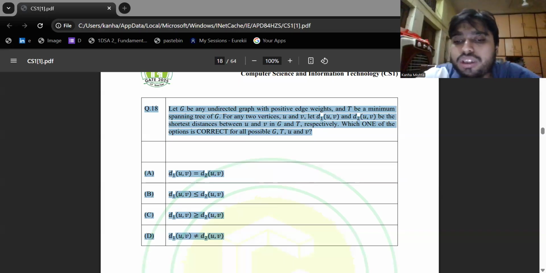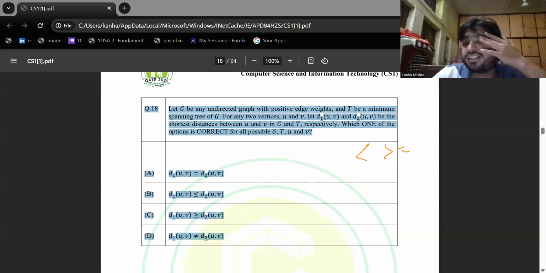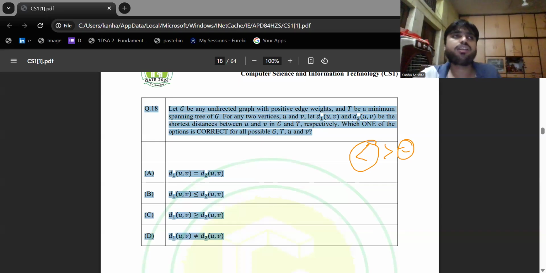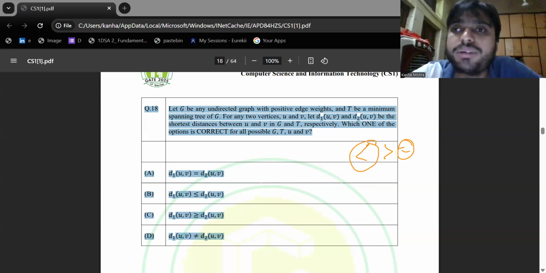Let's see option C, greater than or equal to. Option D says not equal to, but not equal to covers both less than and greater than. Equal to is possible, less than is possible, but greater than is not possible for the MST, because we are taking the shortest path in both of them. It is not any random path, it is the shortest path in both graphs. So it cannot be greater. Common sense can say that. So the correct answer for this question is option B.